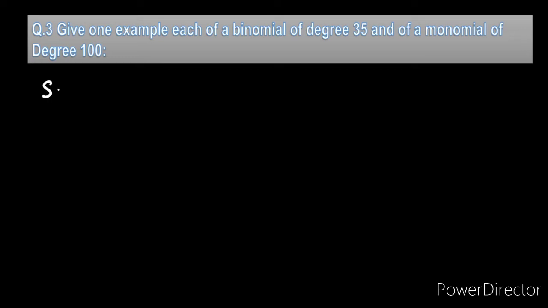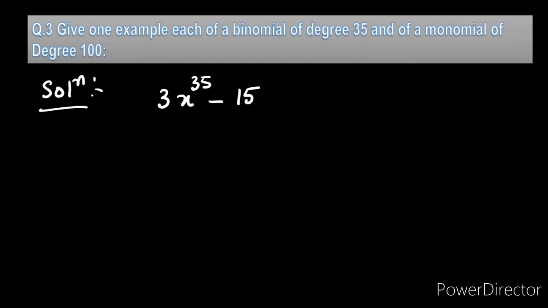And now they want a monomial of degree 100. So let us take the variable, let's say y, to the power 100, and it's a monomial. Of course it's a monomial. If you want, you can put a coefficient as well. No issues on that. So this is done.